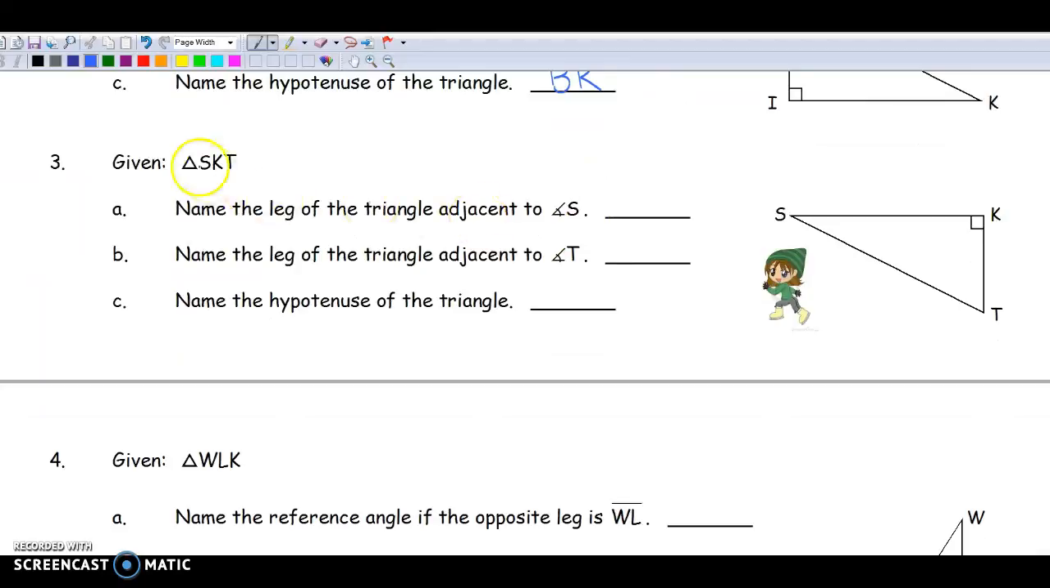This one, we got triangle SKT. Name the leg of the triangle adjacent to angle S. So here's angle S. Adjacent means right next to. It's either going to be this side, SK, or this side, ST. Well, ST is the hypotenuse. So the adjacent side cannot be the hypotenuse. So this is going to be your adjacent side, and so my adjacent side is going to be SK.